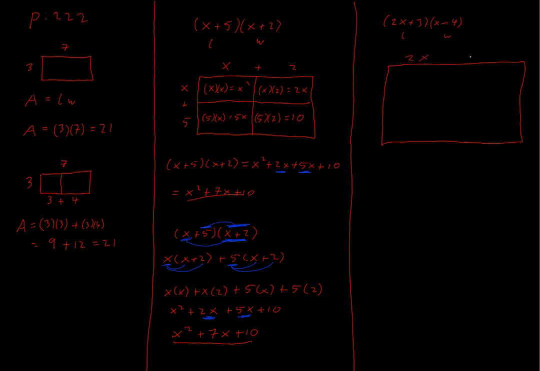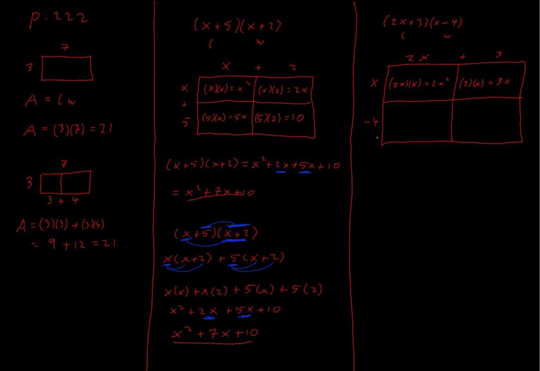And we have 2x plus 3. We're going to break that up into 2 pieces, and we have x minus 4. We break that up into 4 pieces. So now we have a box that is x wide and 2x long. So that's going to be 2x by x is equal to 2x squared. And this is going to be a box with width x and length 3. So we're going to have 3 by x going to be 3x.